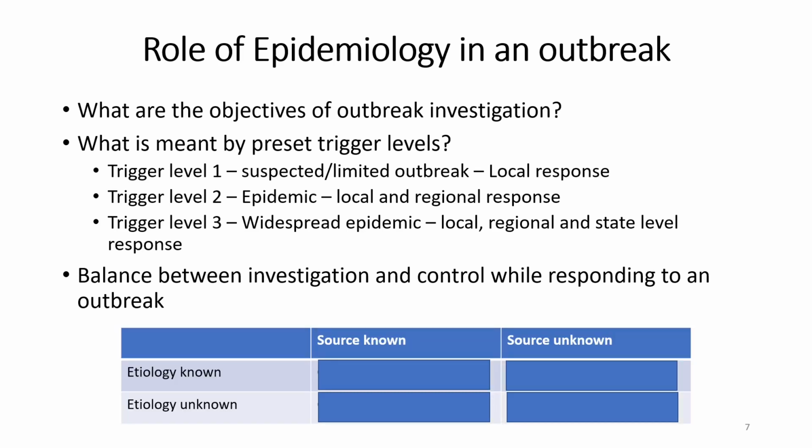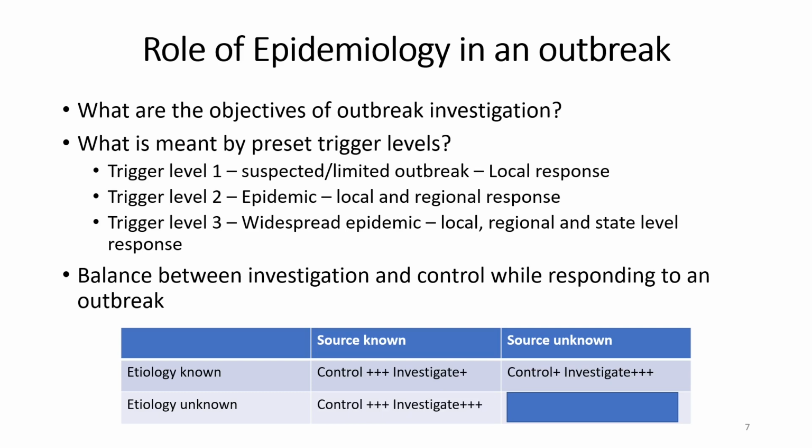Okay, for example, when the etiology is known and the source is known, then we should focus more on control. When the etiology is known but the source is unknown, then we should focus more on investigation. When the etiology is unknown and the source is known, then equal importance should be given to both control and investigation. When the etiology is unknown and the source is also unknown, then more importance is to be given to investigation. In simple terms, we should focus more on investigation when the source is unknown, and we should focus more on control when the source is known.